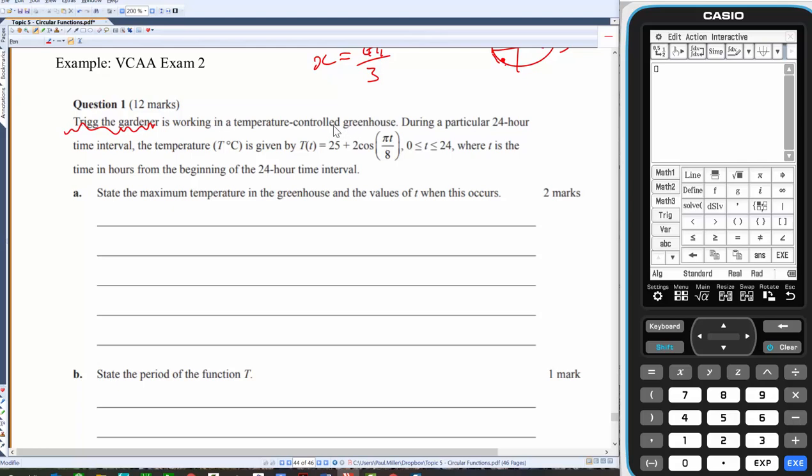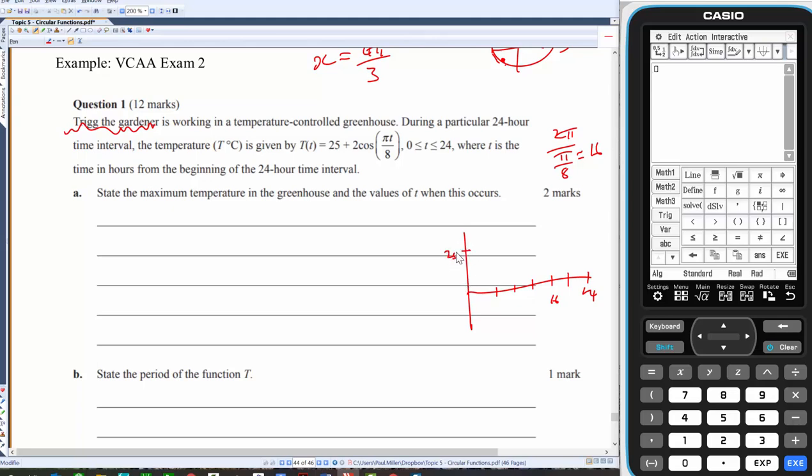Working in a temperature controlled greenhouse during a particular 24-hour time interval, given by this function over 0 to 24. State the max temp in the greenhouse and the values of T when this occurs. For the time it would take me to sketch this function on the calculator, I can knock together a fairly good one quickly. Our period is 2 pi over pi on 8, which is 16. Our scale is going to be 4, so 4, 8, 12, 16, 20, 24. It doesn't say to sketch it, so this is just my rough working out, not for submission of marks. You can do this as loose as you want.